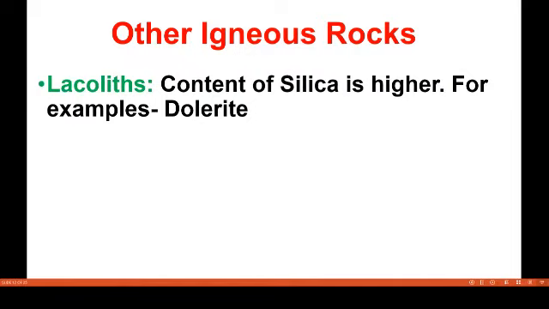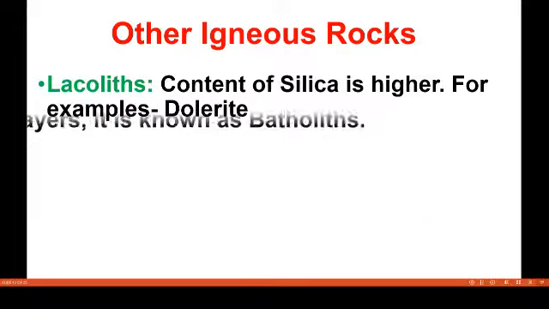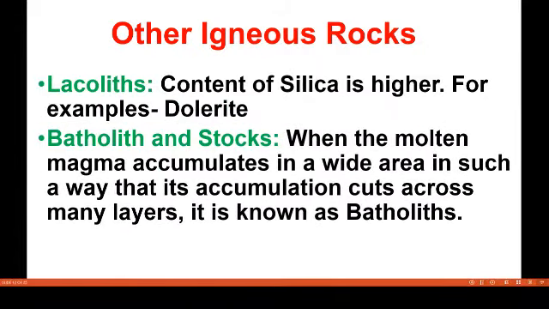Laccoliths. Laccoliths are those rocks where the content of silica is very high, for example, dolerite. Normally silica ranges anything between 40% to 80%, so here the content is very high. Such rocks are called laccoliths. Then we have batholiths and stocks.